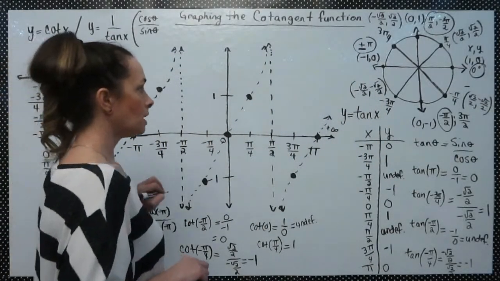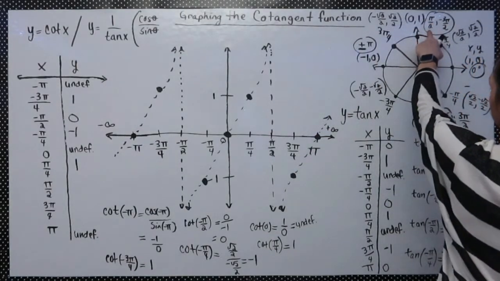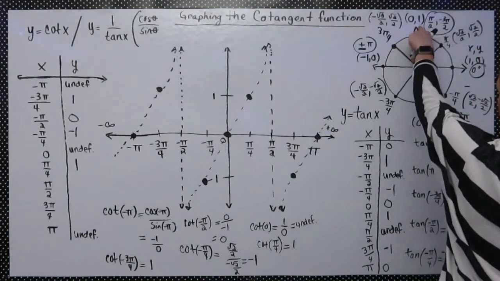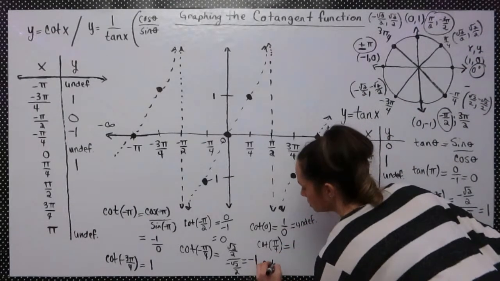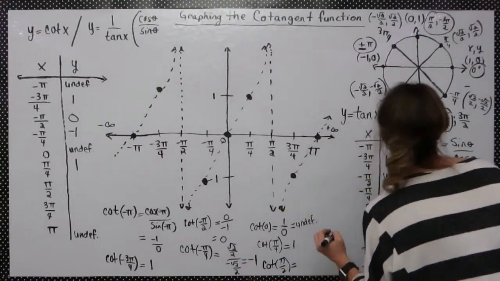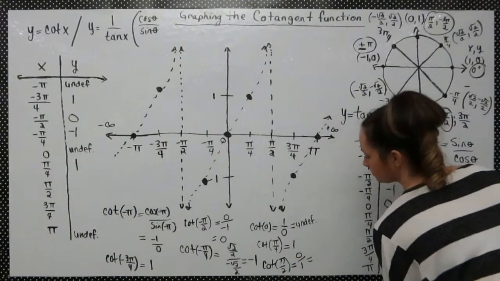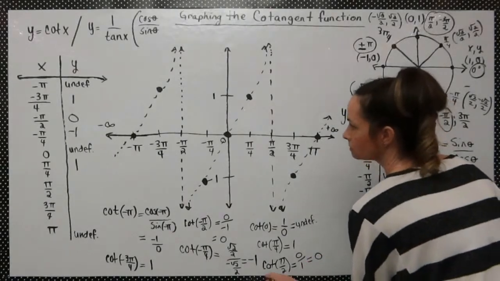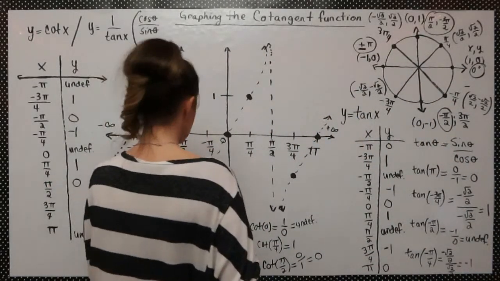And then pi over 2 here is cosine over sine. Cotangent of pi over 2. Cosine was 0, sine was 1. So that's just 0. And we've got one more value and then we're done.